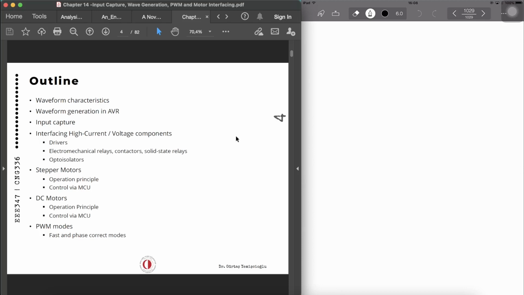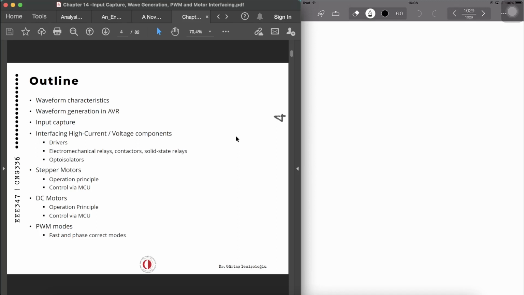And in the last part, we will see the PWM modes, again related with the timers in AVR. So it's quite an important chapter because they all, at some point, work in harmony. So they are related to each other. That's why we are covering all these three chapters in one.